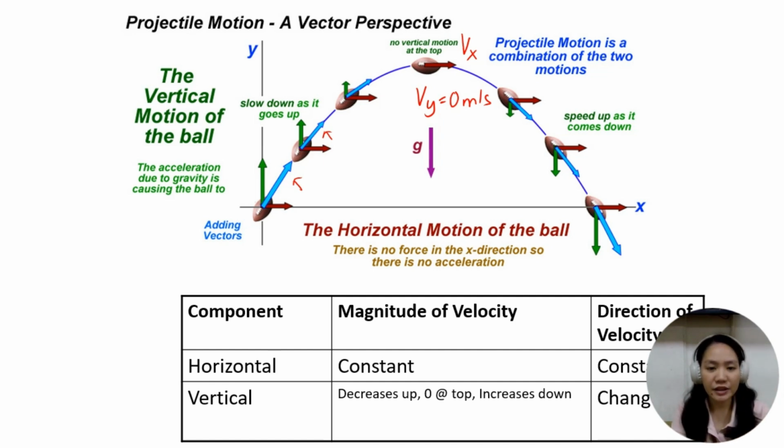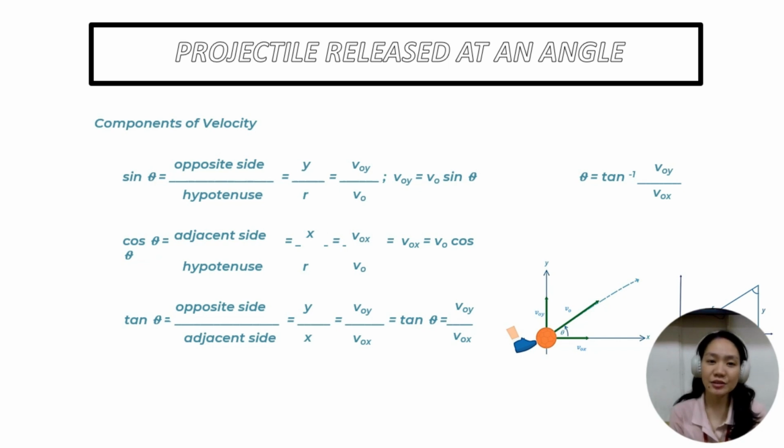So the table here or below is a summary of the motion of a projectile along the horizontal and vertical. Like any other vectors, projectiles or velocity vectors in projectiles also have x and y components. And since x and y components are involved, we will be using the trigonometric functions sine, cosine, and tangent again to solve for the x and y components of the velocity.